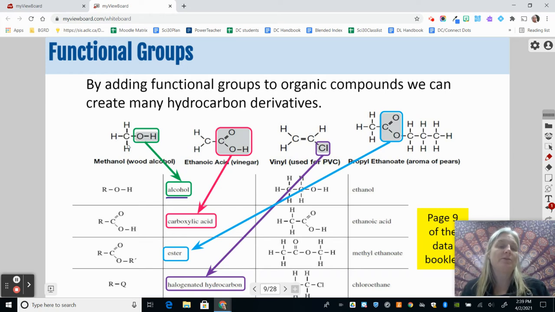So you have the methane, and one of the hydrogens has been replaced by OH, oxygen and a hydrogen. So this is alcohol. This is the general formula for alcohol. You see the R group here?